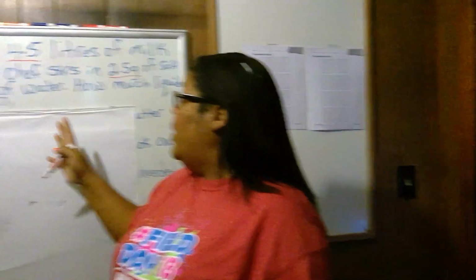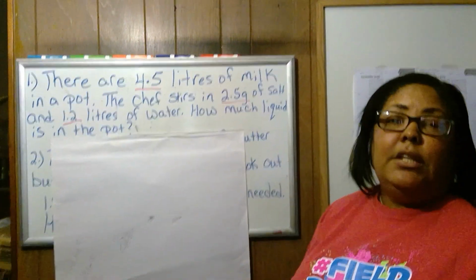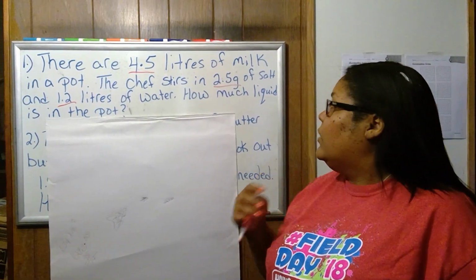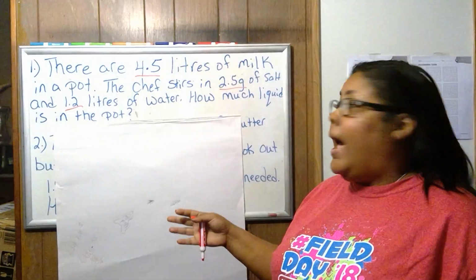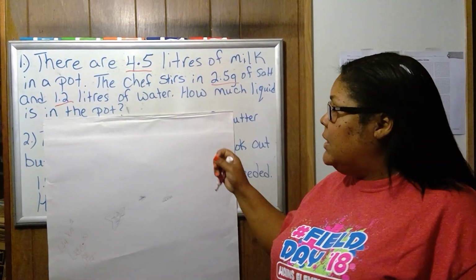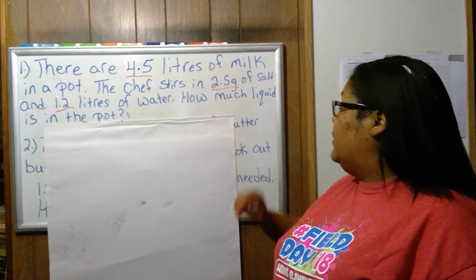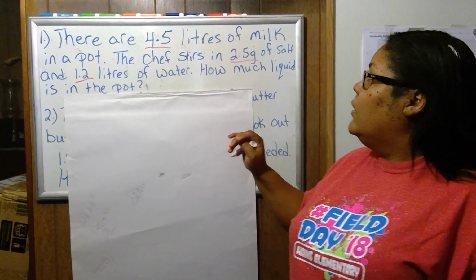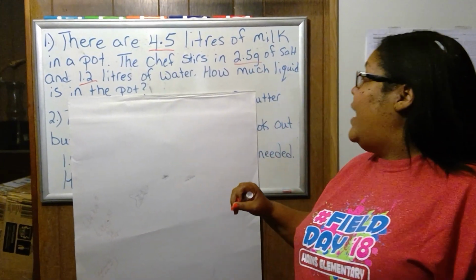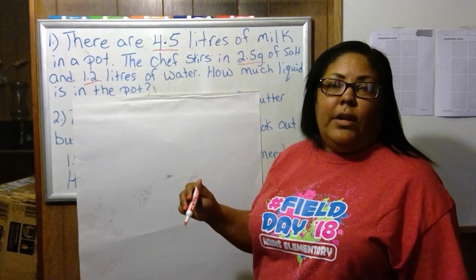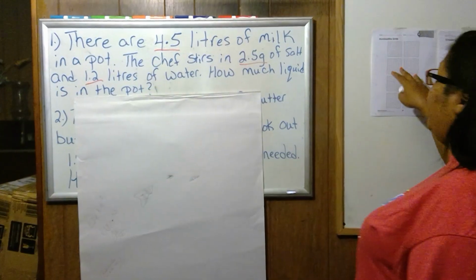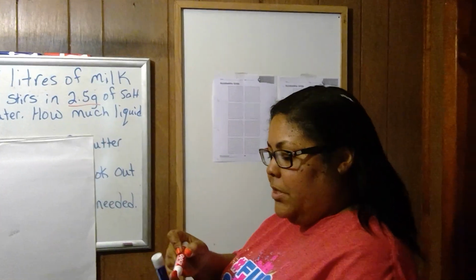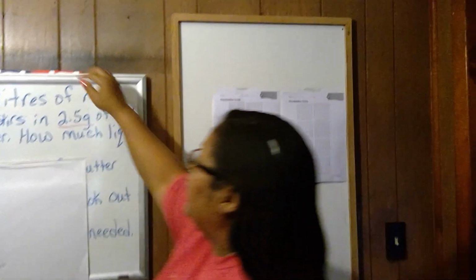All right, now, what is the question? How much liquid is in the pot? Could you tell me, what is the question asking of us? Is it asking us to add or subtract? It says, how much liquid is in the pot? The chef stirs in 2.5 of salt and 1.2 liters of water. He has already added in 4.5 liters of milk. So therefore, we're going to add. Now we're going to go over to our grid, and without doing the traditional algorithm, we're going to use our grid to help us compute our answer.